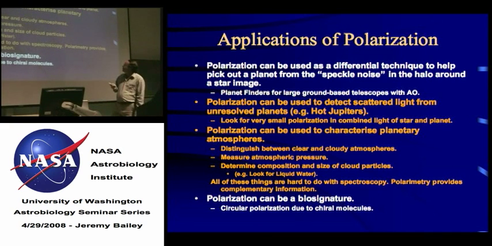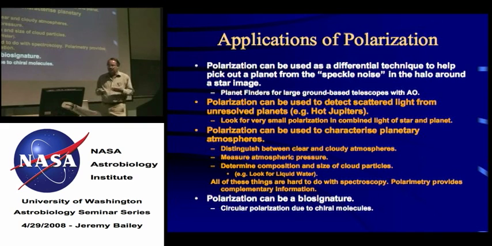The main part of the talk is going to be about using polarization to characterize the atmospheres, particularly of terrestrial type planets. And we can use polarization in a number of ways. It can help to distinguish between clear and cloudy atmospheres. It can help us to measure the atmospheric pressure. It can help us to determine the composition and size of cloud particles. And one of the things we're particularly interested in is looking for liquid water. And there are ways of using polarization to look for liquid water, both in the liquid water droplets in clouds and liquid water on the surface of a planet. And all these things are hard to do with spectroscopy.